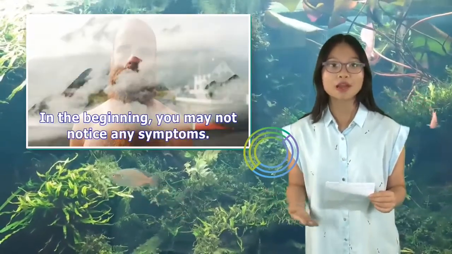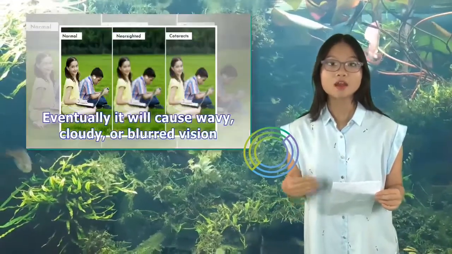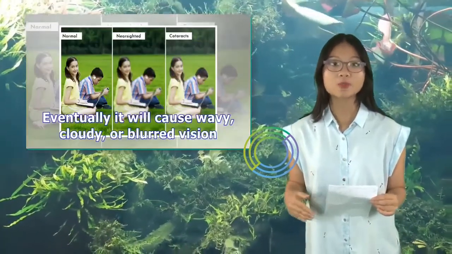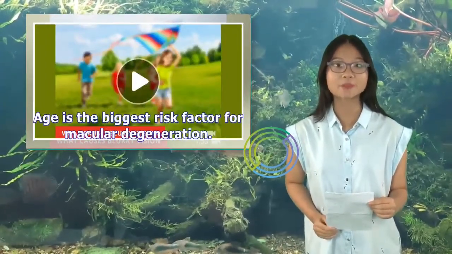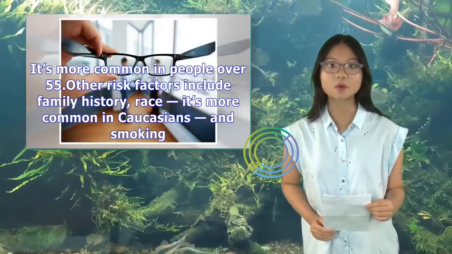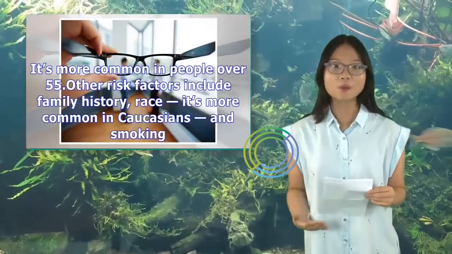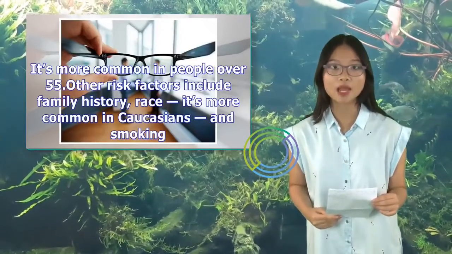In the beginning, you may not notice any symptoms. Eventually it will cause wavy, cloudy, or blurred vision. Age is the biggest risk factor for macular degeneration. It's more common in people over 55. Other risk factors include family history, race, it's more common in Caucasians, and smoking.